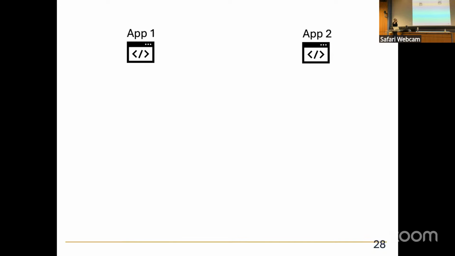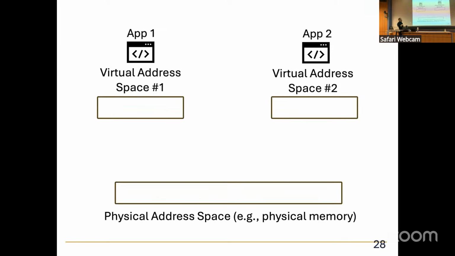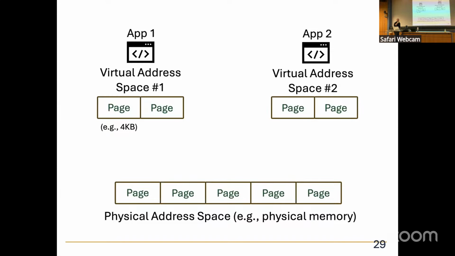So again, let's take the example of the 2 applications. And we have, again, 2 virtual address spaces and a single monolithic physical address space. Let's take an easy example here. You can think of this physical address space corresponding to the physical memory. In most modern systems, we split both the virtual address space and the physical address space into uniformly sized chunks. In macOS, for example, this chunk is a 16 kilobyte chunk. macOS uses 16 kilobyte pages. When you use Windows or Linux, you're using 4 kilobyte pages.